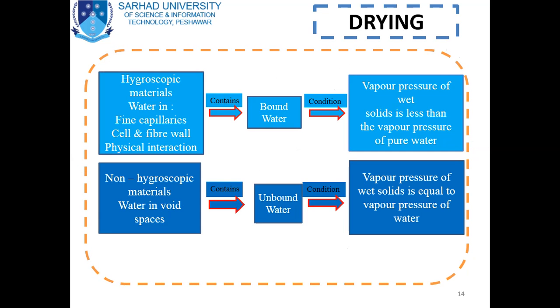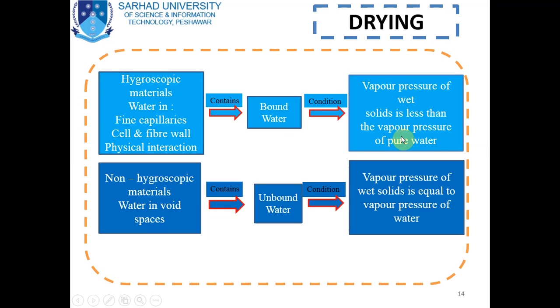You can see in the figures a hygroscopic material and a non-hygroscopic material, and the position and the location of the water in both cases. In the hygroscopic material, water is in the form of fine capillaries found in the cell and fiber wall, with physical interaction, while in the non-hygroscopic material, water is present in the empty spaces, termed void spaces. The hygroscopic material contains bound water and the non-hygroscopic material contains unbound water.